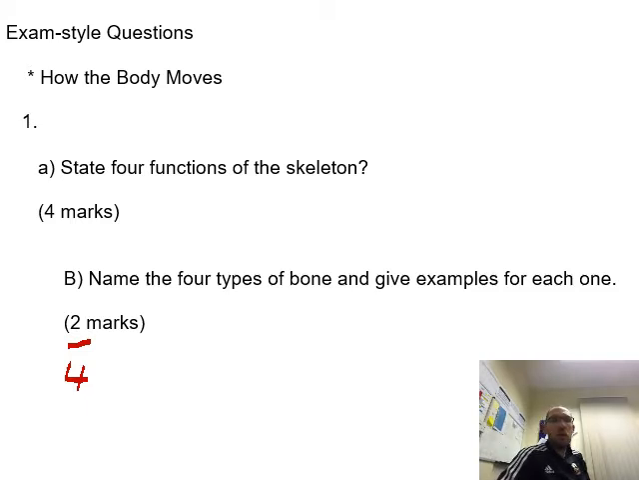So, a couple of little questions, so you can pause the video. Question 1. How does the body move? State 4 functions of the skeleton. So pause to see if you can answer that question. Once you've done that one, name the 4 types of bones and give an example of each one. And that should be 4 marks, not 2.